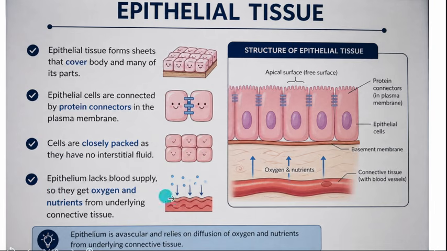And then the epithelium lacks blood supply. So from where do they get the nutrients and oxygen? From the underlying connective tissue. See, this is connective tissue, and then you have a basement membrane, and then you have epithelium. So they do not have blood supply, but they get their nutrients and oxygen from the underlying connective tissue.